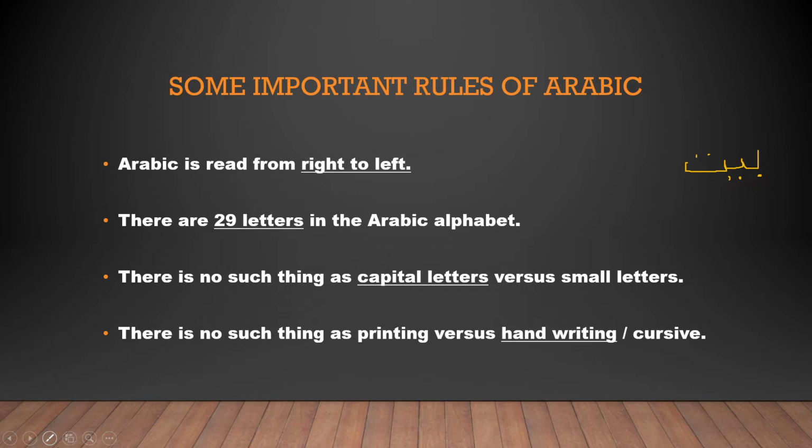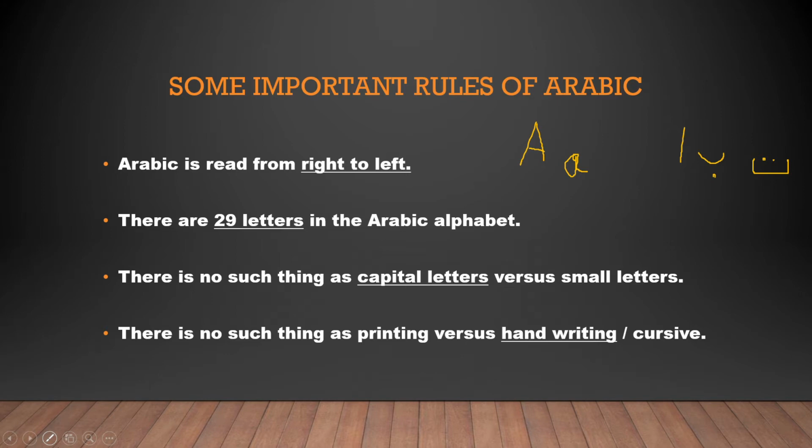The second thing to be noticed is that in Arabic, there are 29 letters. In English, there are only 26, but in Arabic, there are 29, so that's 3 more. Then, we should know that there is no such thing as capital letters or small letters in Arabic. So in English, we have A, there's one capital letter, and then there's one small letter of A. But in Arabic, there is only alif and ba, so there is no capital or small. They look the same in every kind of situation. So alif, ba, ta, sa, they are the same. There is nothing like capital or small in Arabic.